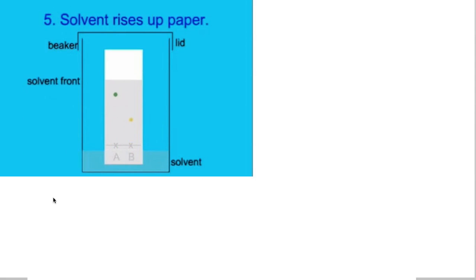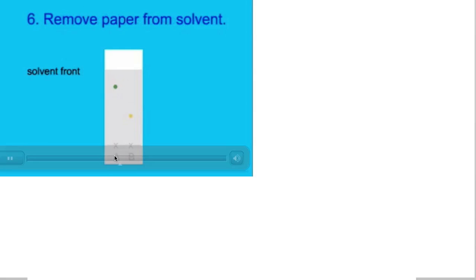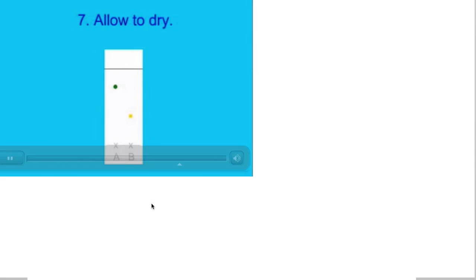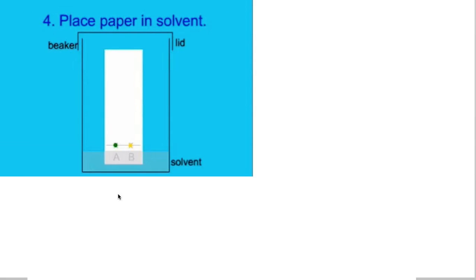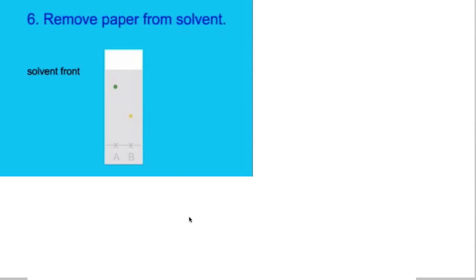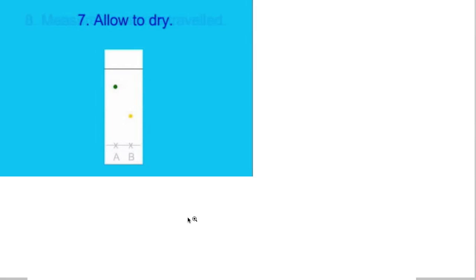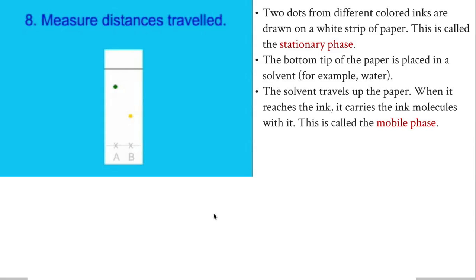First, you place a paper in a solvent, and it's going to rise up. And if you look, the green marker traveled faster than the yellow marker. Let me repeat that. You have a slip of paper, we put it in a solvent, and the solvent is going to travel up the strip of paper. We have two dots of ink. The green ink traveled a lot faster than the yellow ink. And so that's the basis for chromatography, separating mixtures based on that.